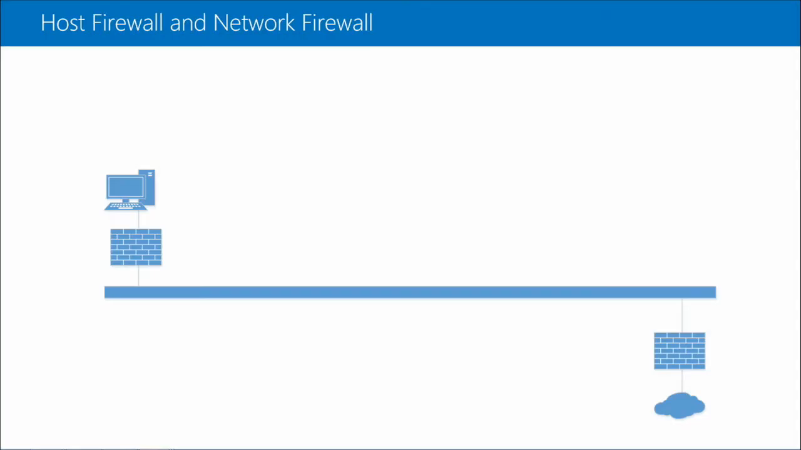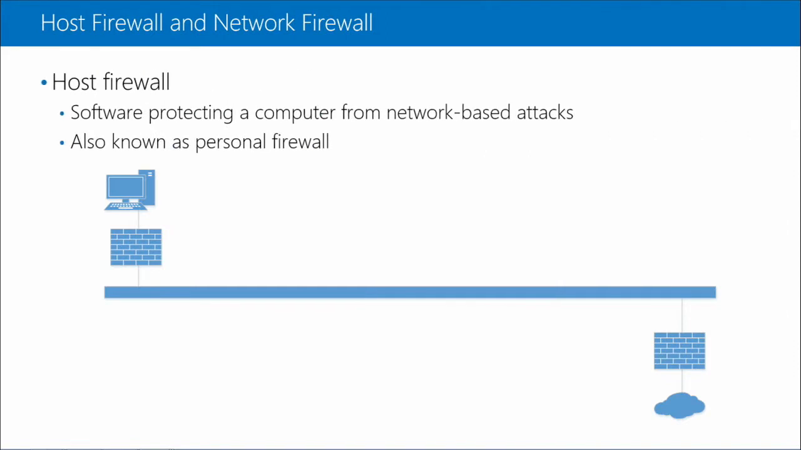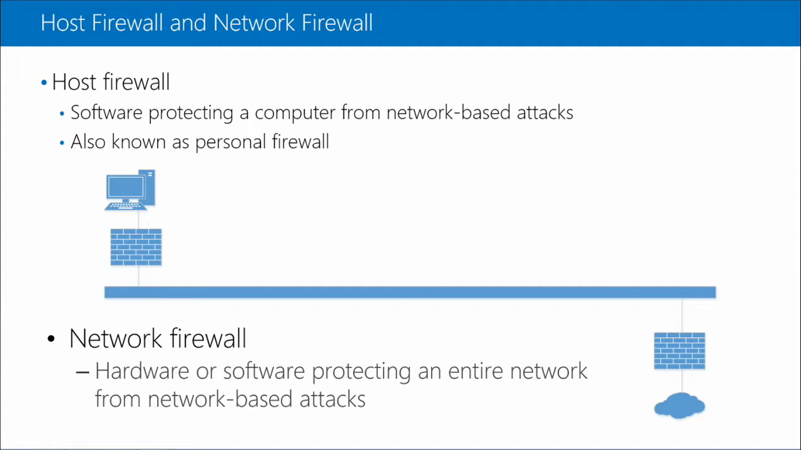So host firewall and network firewall, as devices are intercommunicating here. The host firewall is software protecting a computer from network-based attacks, also known as a personal firewall. So a host or your individual client computer. Versus a network firewall, which is a firewall for a network segment that basically moderates network traffic.